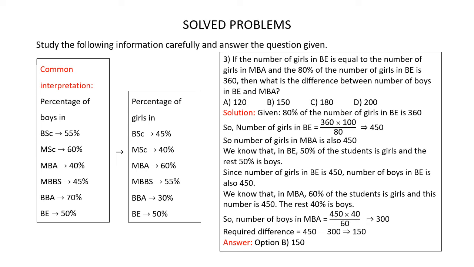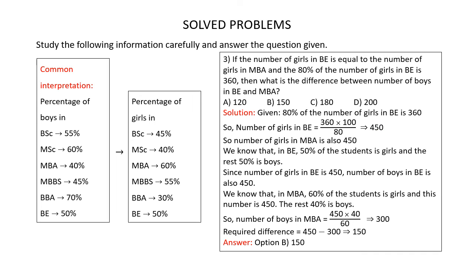Now it's given that 80% of the number of girls in BE is 360. This means that if there are 80 girls, then the total number of girls in BE is 100. So if there are 360 girls, then the total number of girls in BE is 360 multiplied by 100 divided by 80, which is 450. So number of girls in BE is 450.